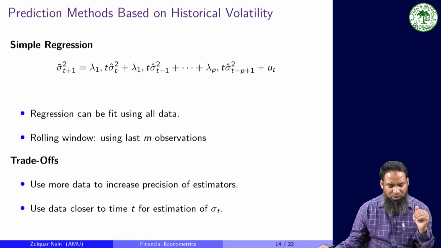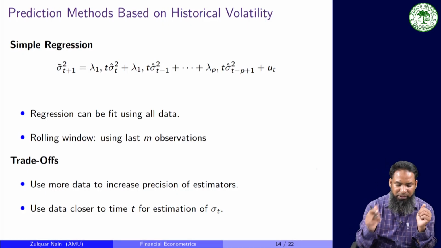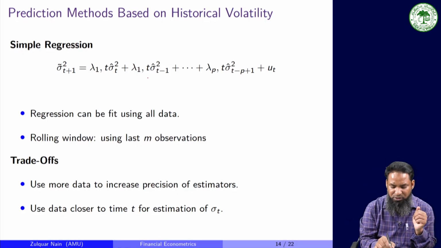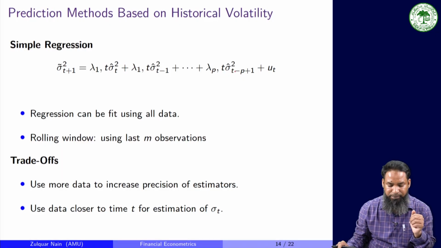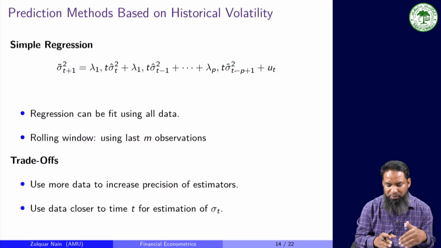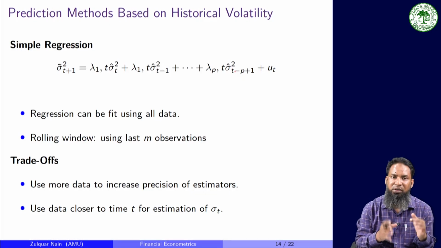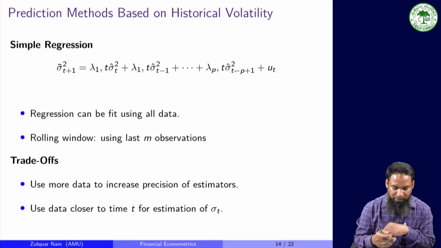There are other methods also, and another important method is the simple regression, where basically we predict using the previous observations of the historical volatility. However, this looks similar to what we have discussed about the autoregressive process, but this is different from the autoregressive moving average process.